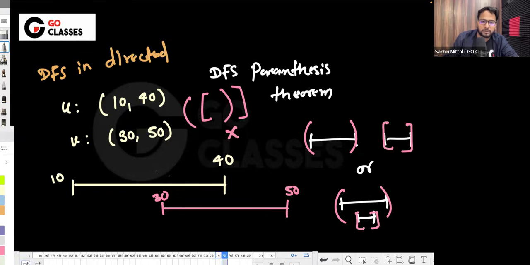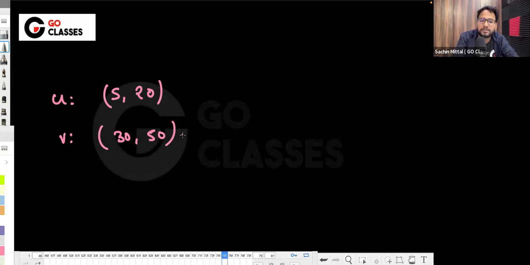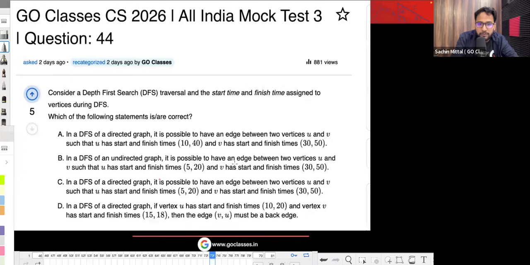But let's see the other options also. They are saying in undirected 5-20 and 30-50. Yes, this is definitely possible. Whether it is undirected or directed doesn't matter. This is possible in both of the graphs. The earlier one was not possible in any graph, doesn't matter whether it is directed or not.